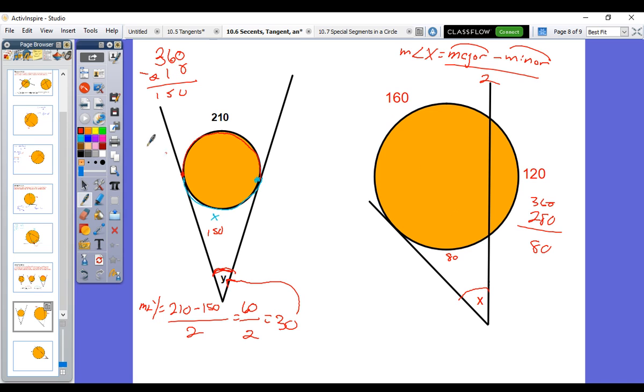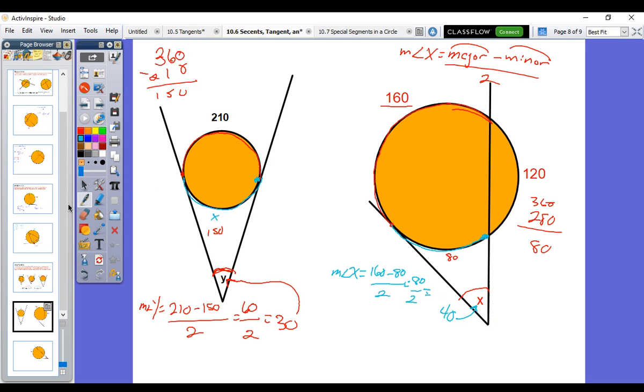So now we have to figure out which ones are major, which ones are minor. Major, again, goes from the point of tangency to the point of the next leg. So this is 160. And then our minor goes from that point of tangency inwards to the next intersection. There, minor. So we're doing the measurement of angle X equals major arc minus minor arc divided by 2. So 160 minus 80 equals 80, divided by 2 gives us 40 degrees.